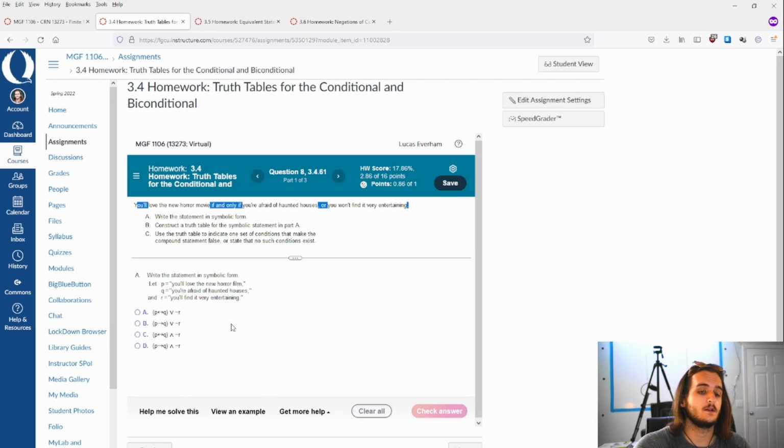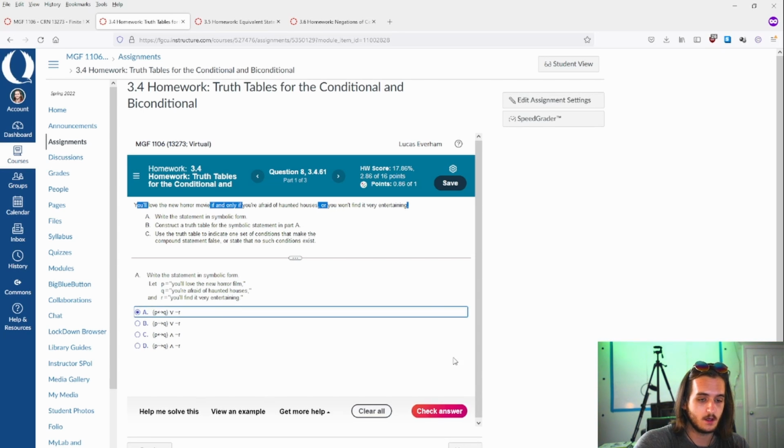You won't find it very entertaining is the opposite of you'll find it very entertaining, but these are both not R, so we need to be sure that we know which one of these captures that word there. Or is captured by the disjunction symbol, the V, the one that looks a bit like a U, because remember disjunctions are a lot like unions, talking back to what we did in chapter 3. So this is given by the symbolic statement for letter A. Wait. Yes, for letter A.